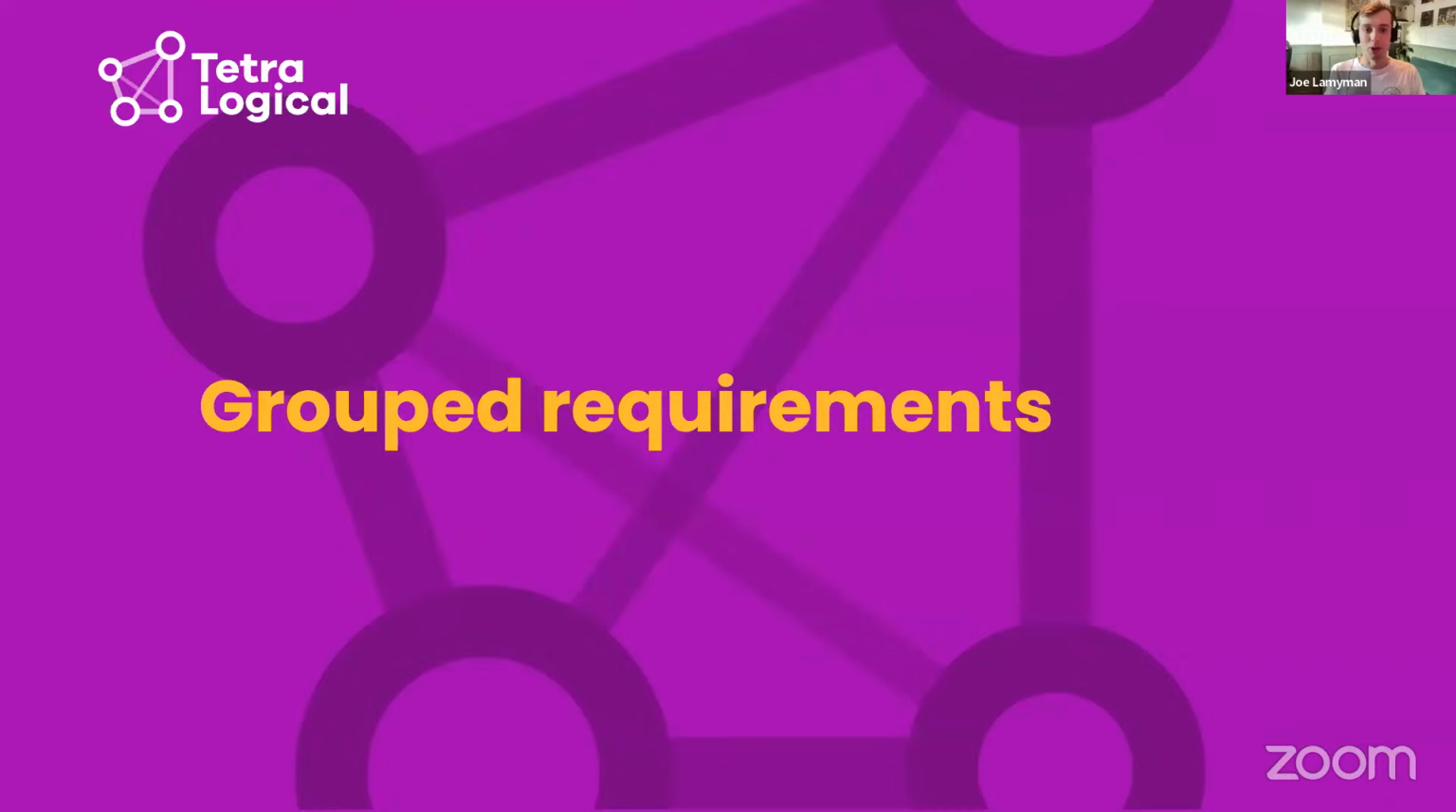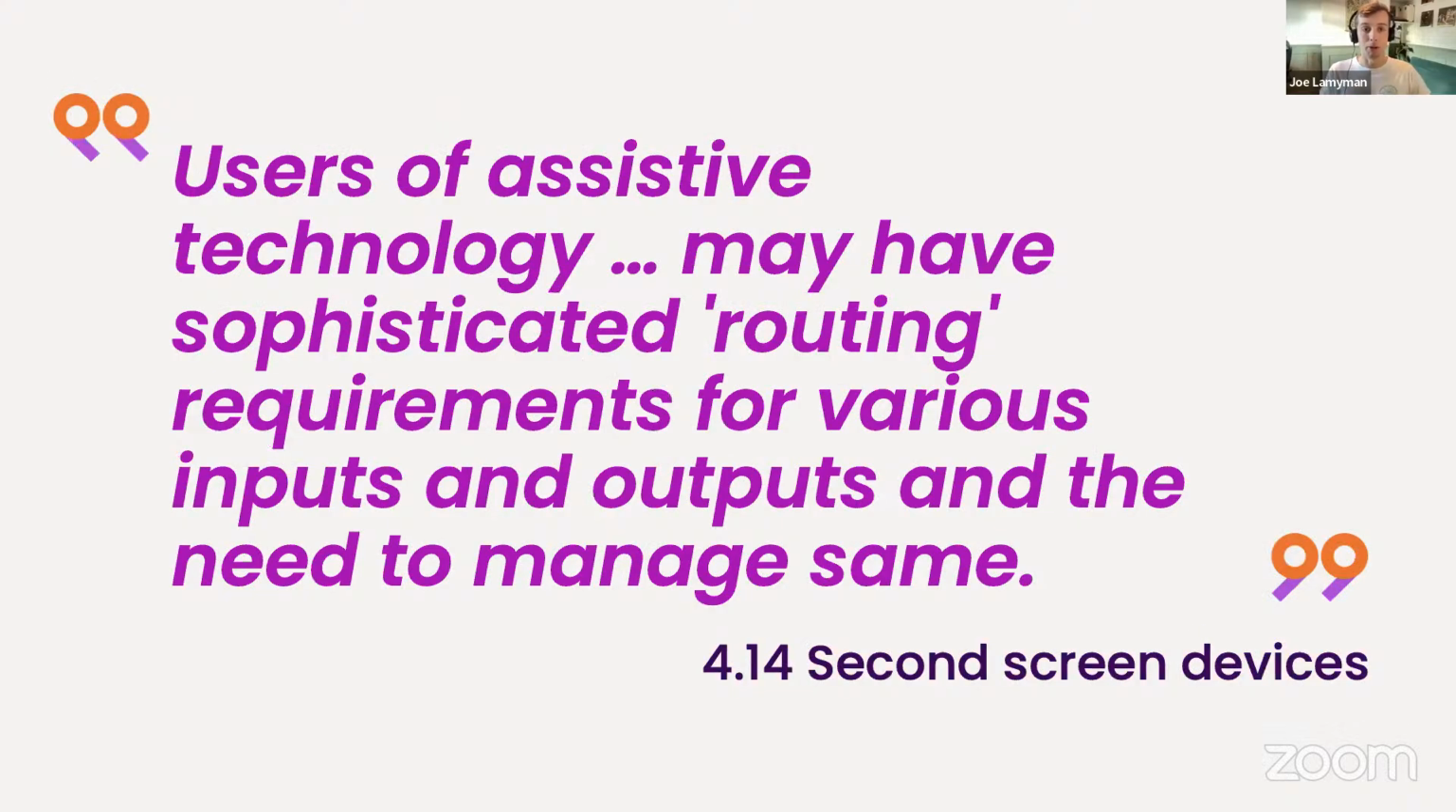We're going to move on to some group requirements now. These relate to a number of different disabilities, and the user need that I'm going to focus on for this section states that users of assistive technology may have sophisticated routing requirements for various inputs and outputs, and the need to manage same.